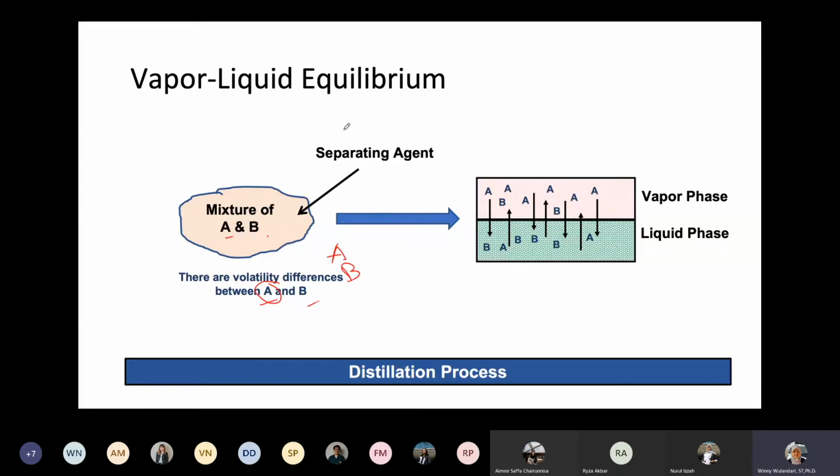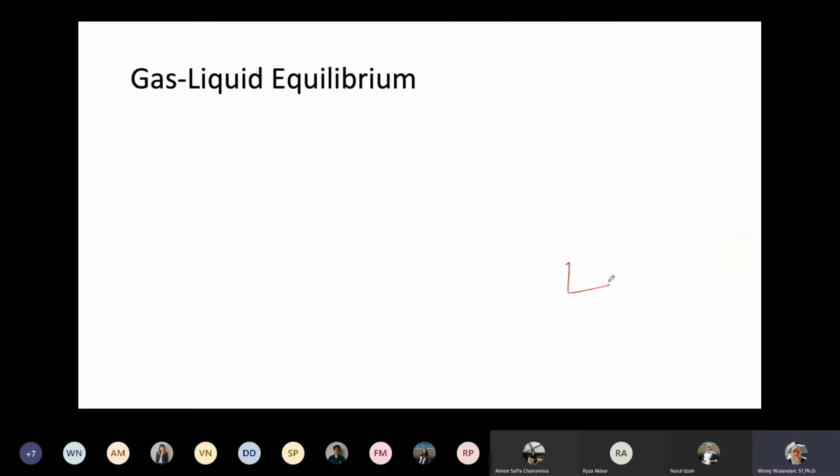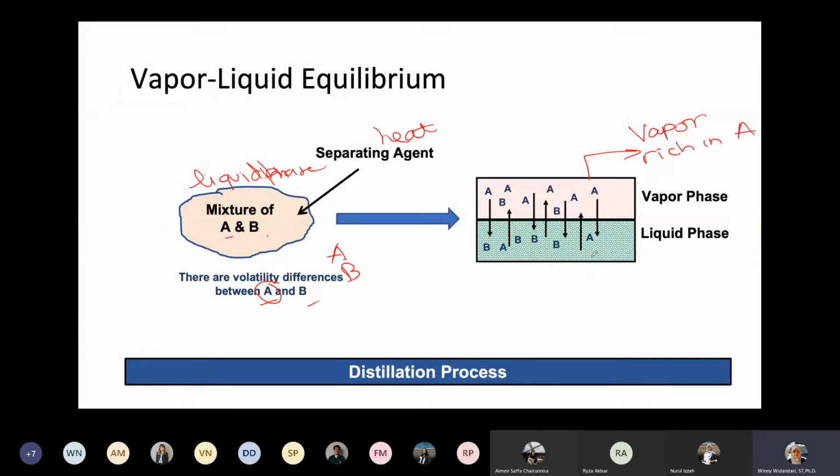We add a separating agent to this mixture in the liquid phase. The separating agent is heat. We heat up the mixture for some time, up to a temperature where there is a mixture of vapor and liquid. In the end, you have a vapor phase that is rich in A, and a liquid that is rich in B. This is how the separation process works, and it is applied in the distillation process.